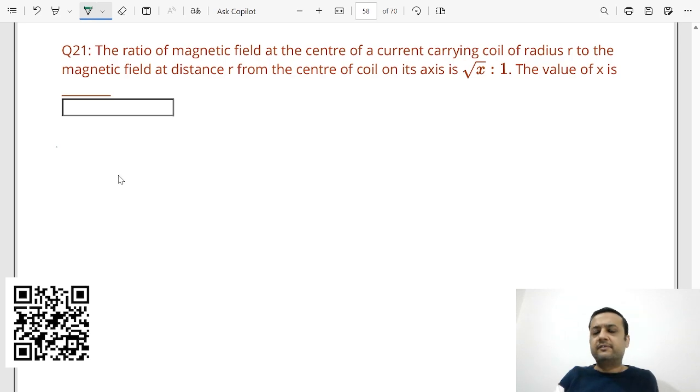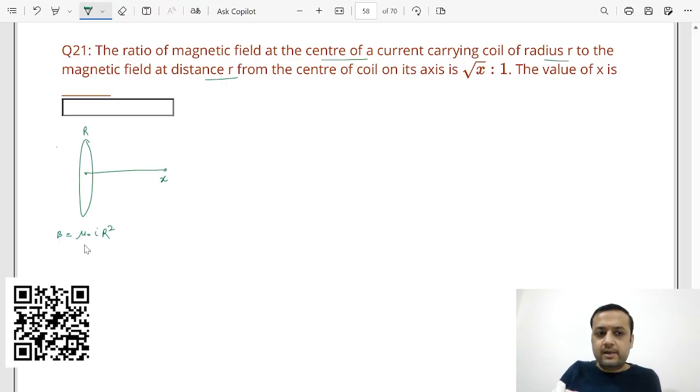So basically in this we have to find the ratio of the magnetic field at the center to the magnetic field at a distance r. In the case of a ring which is also of radius r, if you have a ring of radius capital R, let us say, the magnetic field at the distance x is given by the formula mu naught into current into radius square divided by 2 into (x square plus R square) to the power 3 by 2.